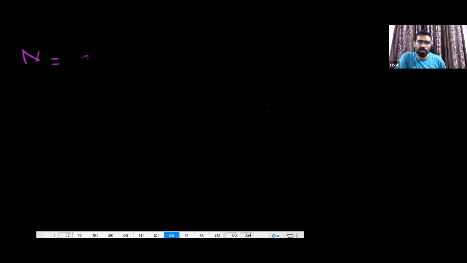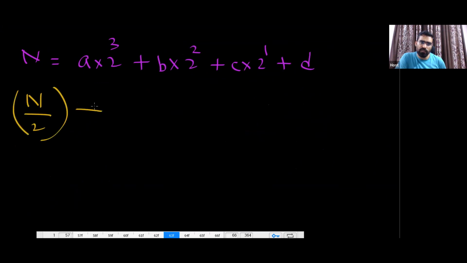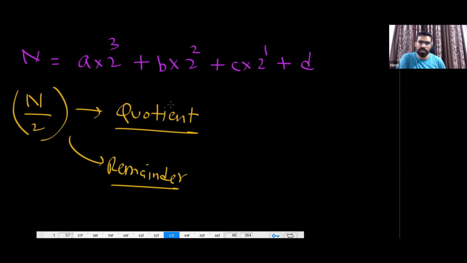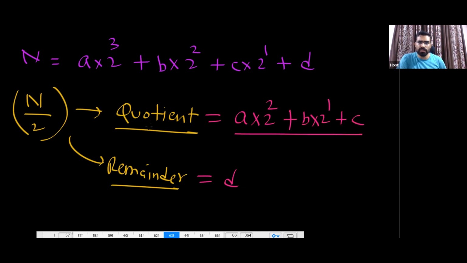This is your number: a into 2 power 3, b into 2 power 2, c into 2 power 1, and plus d. So tell me, when you divide by 2, what will be the quotient and what will be the remainder? The remainder will be d, and the quotient will be a into 2 power 2 plus b into 2 power 1 plus c. This will be the quotient.